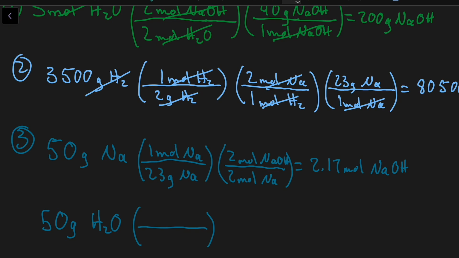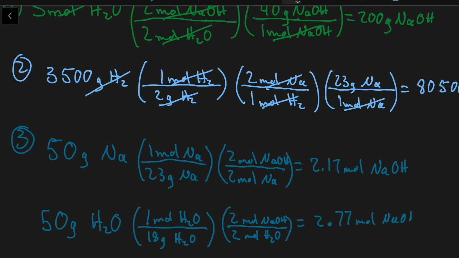and the other one, 50 grams of water. The molar mass of water, in 1 mole of water you have 18 grams of water, and the mole ratio it's also 2 to 2, that's 1 to 1. Moles of sodium hydroxide and moles of water, and this gives you 2.77 moles of sodium hydroxide. So this is the least amount of moles produced, right?